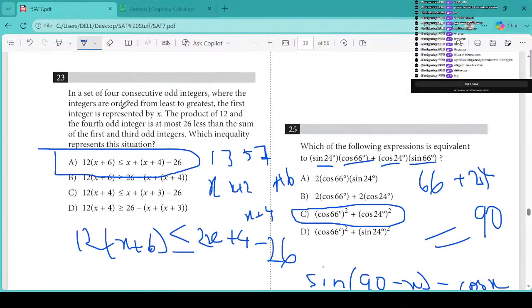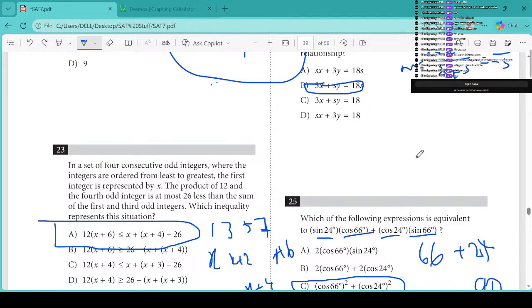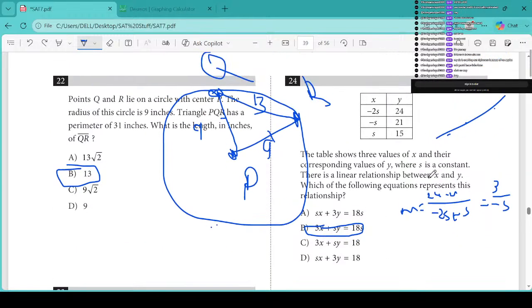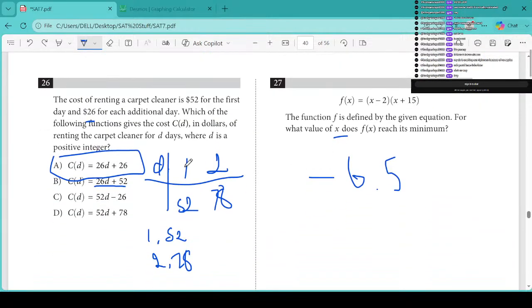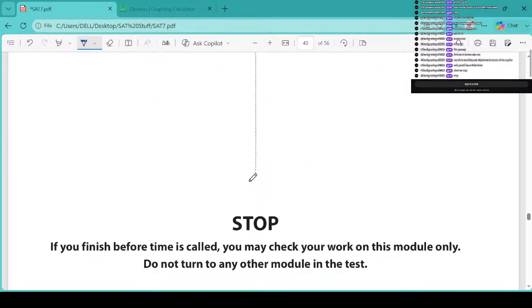And 4 consecutive odd integers, yep, you replace them with x plus 2, x plus 4, x plus 6. This is sine, cos, and all the other stuff. And this is, you just find the slope. And you solve and sub in and sub out. There's a lot of stuff right here. And this is the one that we just covered in the beginning. And this one, we just sub it into Desmos and we can find that 6.5 is the answer because the vertex is the minimum, right?